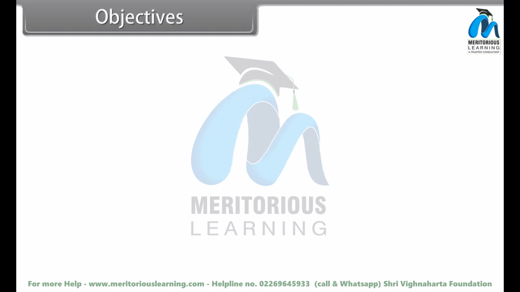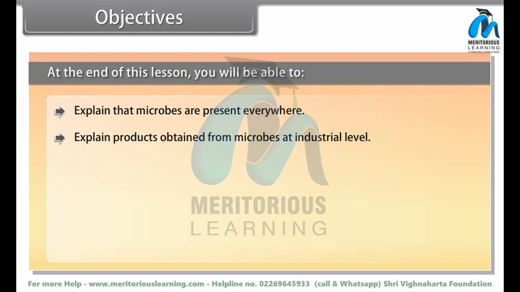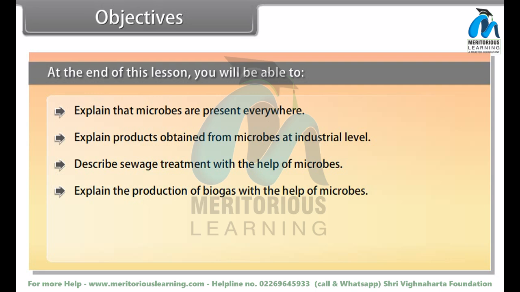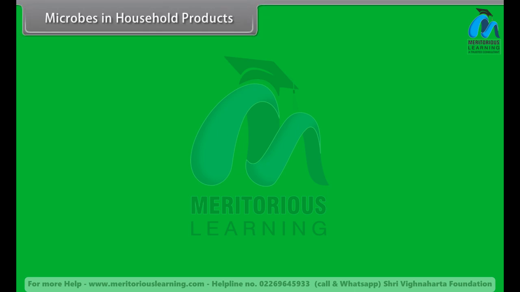Objectives. At the end of this lesson, you will be able to explain that microbes are present everywhere. Explain products obtained from microbes at industrial level. Describe sewage treatment with the help of microbes. Explain the production of biogas with the help of microbes. Know microbes as biocontrol agents. Know microbes as biofertilizers. Microbes in household products.